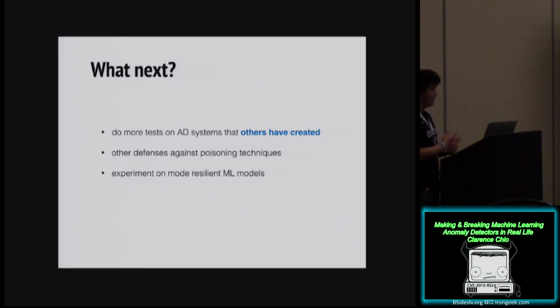Defenses against poisoning techniques: I mentioned a couple earlier, using the decision boundary ratio and using chaff detection. If there are better ways to detect if someone is trying to poison your model, then obviously that will help the cause a lot. And also, I want to experiment on more resilient ML models. There are a lot in the research phase today, and I think in the coming years they'll be much more popular if they show promise.